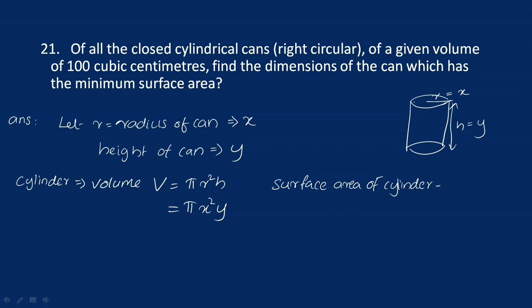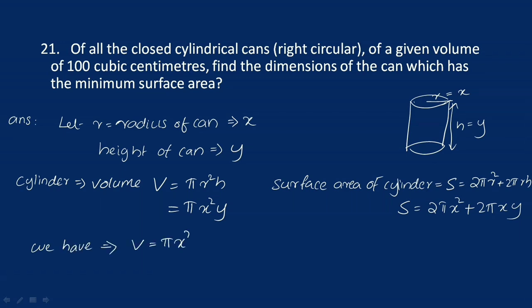Similarly, the surface area of the cylindrical can, that is S, is equal to 2 pi r square plus 2 pi r h. Instead of r we have x, and instead of height we have y, so S is 2 pi x square plus 2 pi x y. In the question it's given that volume is 100 cubic centimeters. So V is equal to pi x square y, and substituting 100 for V, 100 is equal to pi x square y. From this y can be found, that is 100 by pi x square.